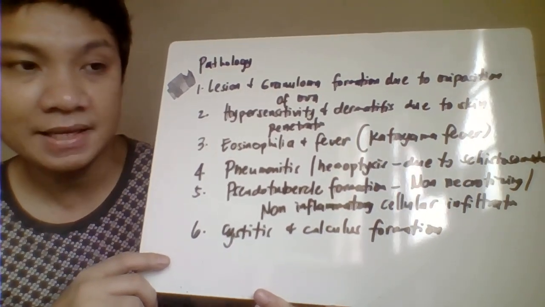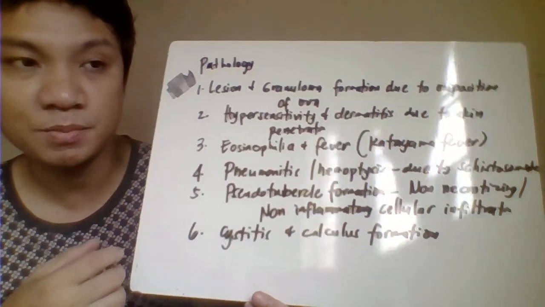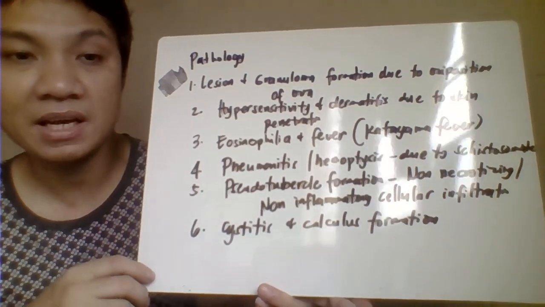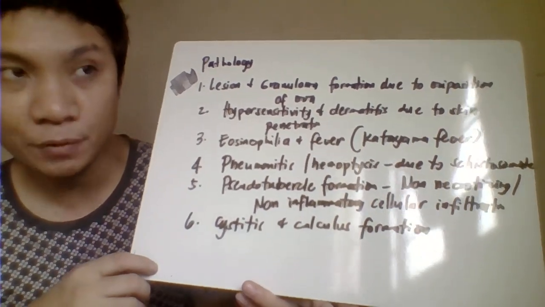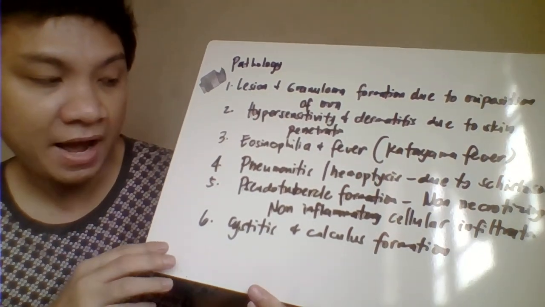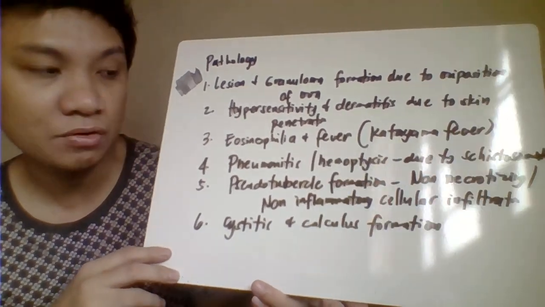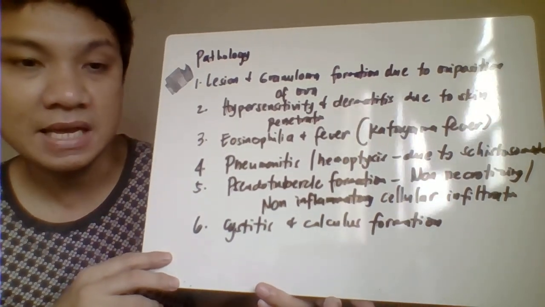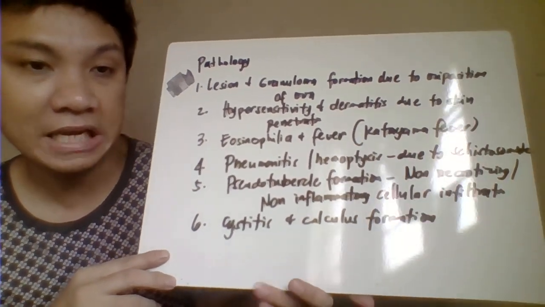Another one, pneumonitis with hemoptysis, or sputum with blood, because of the migration of the schistosomule through the heart-lung migration. Number 5, we have the pseudo-tubercle formation, which is a non-necrotizing, non-inflammatory cellular infiltration.